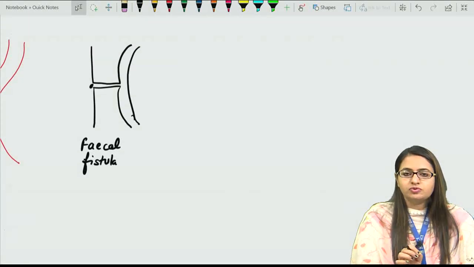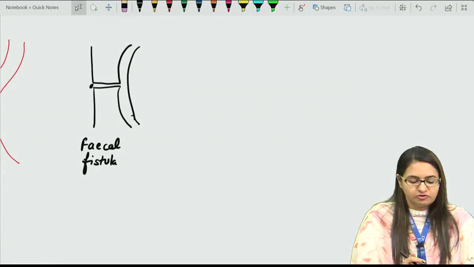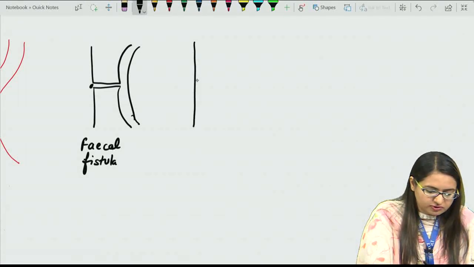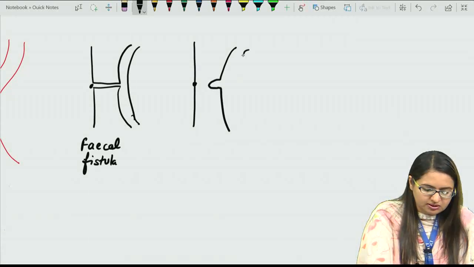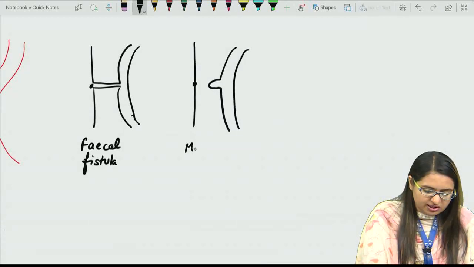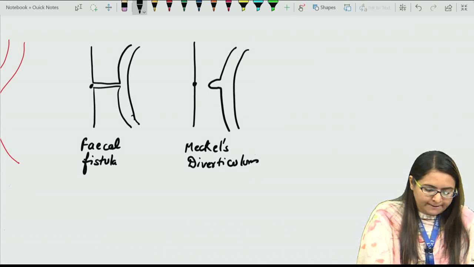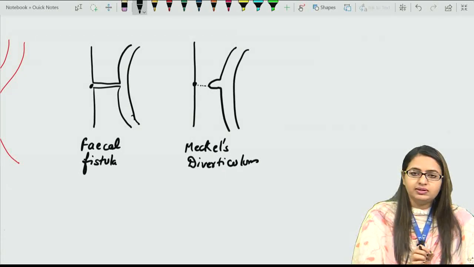If only the proximal portion is patent, that leads to the formation of Meckel's diverticulum. So if we draw again this picture, this is umbilicus, this is the gut, only the proximal portion is patent. It is termed as Meckel's diverticulum. And there may be a presence of fibrous band which extends from the apex of this diverticulum till the umbilicus.